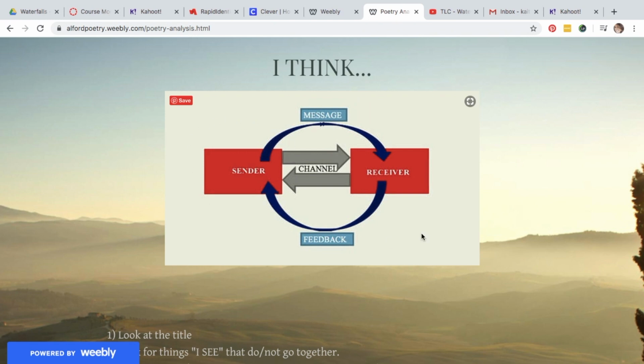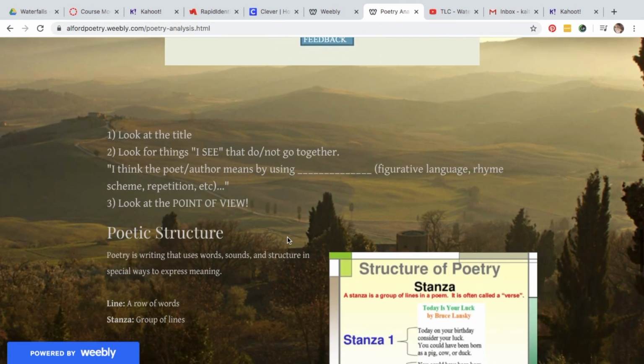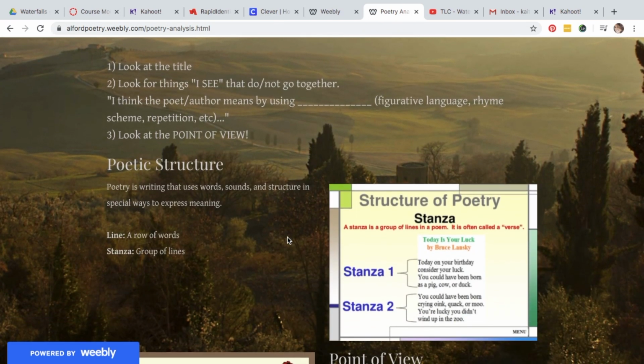I like this little diagram here because when it comes to any type of writing, poetry, a story, an email, a text message, your sender is your poet. The message or the theme is going to the receiver, but if the receiver isn't actually getting that message, then there's no feedback, so the poet will be writing more stuff. This is a big cycle. So think about that cycle whenever you're thinking of figurative language. Why did the author choose to use that metaphor? What do you think it means?